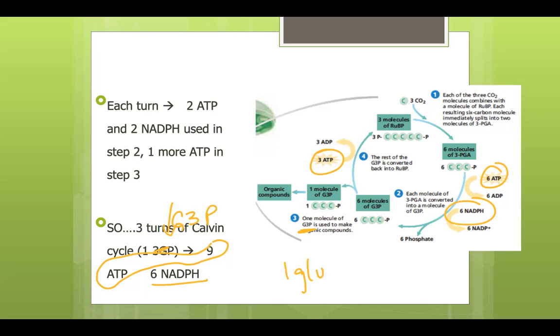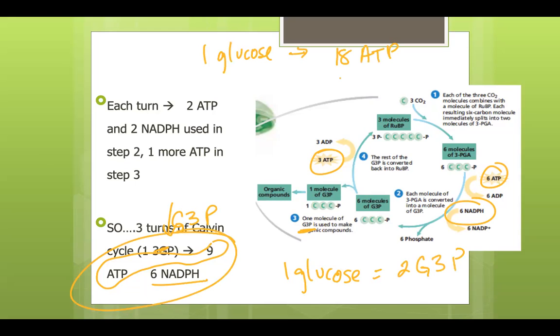If 1 glucose is equal to 2 G3P molecules, then how much ATP and NADPH is used to make 1 glucose? Well, that would be this times 2. So 1 glucose would need 18 ATP and 12 NADPH. Now you might think that sounds like you're spending a lot of energy to make 1 glucose, but in chapter 7, you're going to find out just how much ATP 1 glucose can release, and it's much more than 18.